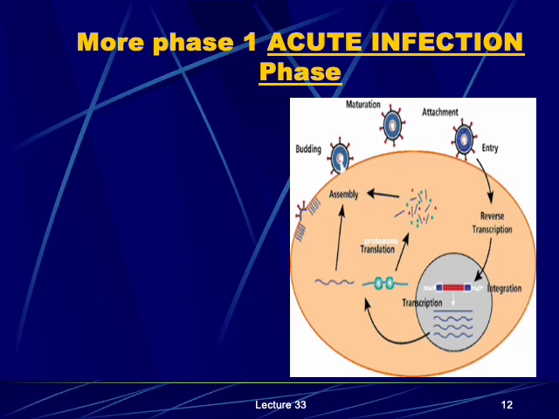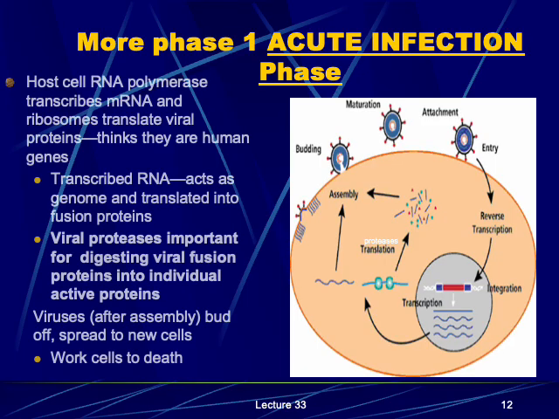Let's try that again. So as I just indicated, the host RNA polymerase transcribes that, which makes viral mRNA, shown right here. And it is then translated by the host ribosomes. And here we go. You're going to get your proteins, because again, the cell's been tricked.